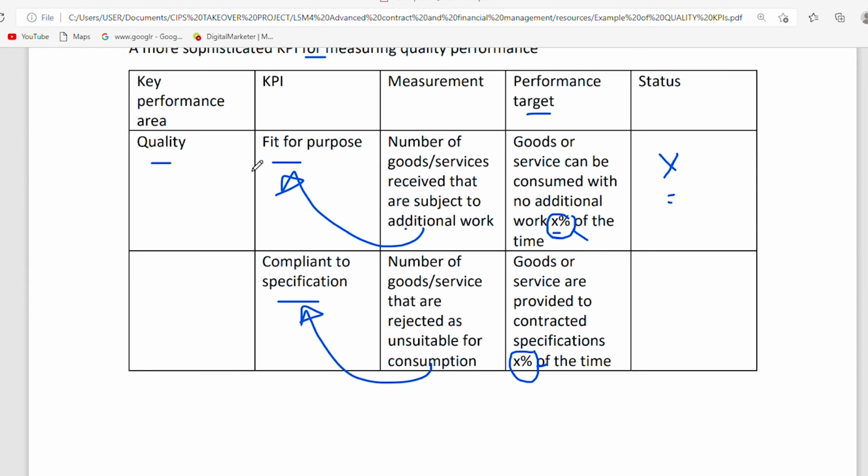So look, we could ask ourselves, are those goods fit for purpose, or do they meet the compliance specification? If the answer is nope, and the answer is not really, then we are going to have a problem here.